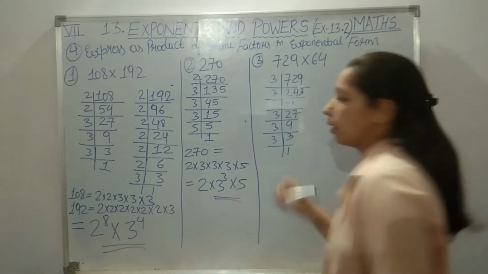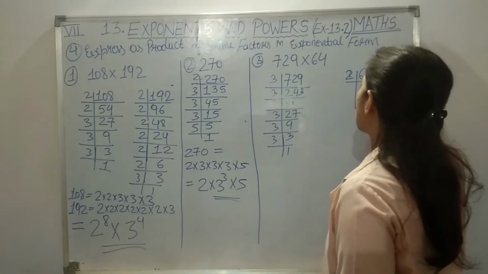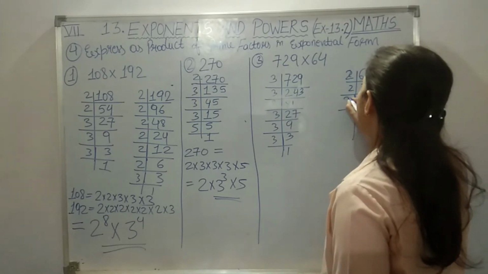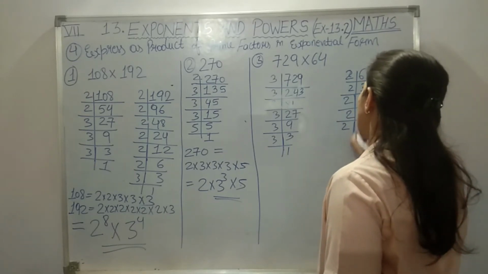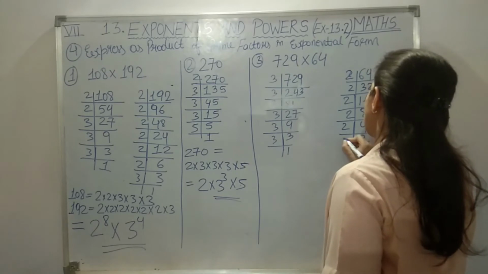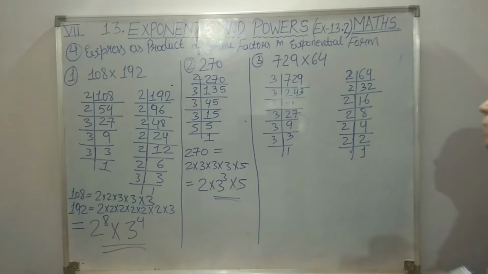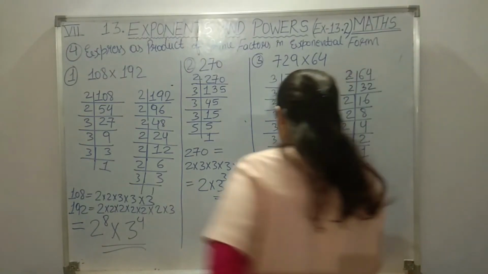Got it? In the same way, 2 3s are 6, 2 2s are 4, then 2 16s are 32, then 2 8s are 16, then 2 4s are 8, then okay, so 2 2s are 4, 4 2s are 8, 8 2s are 16, 16 2s are 32, 32 2s are 64. Now let us write them together.